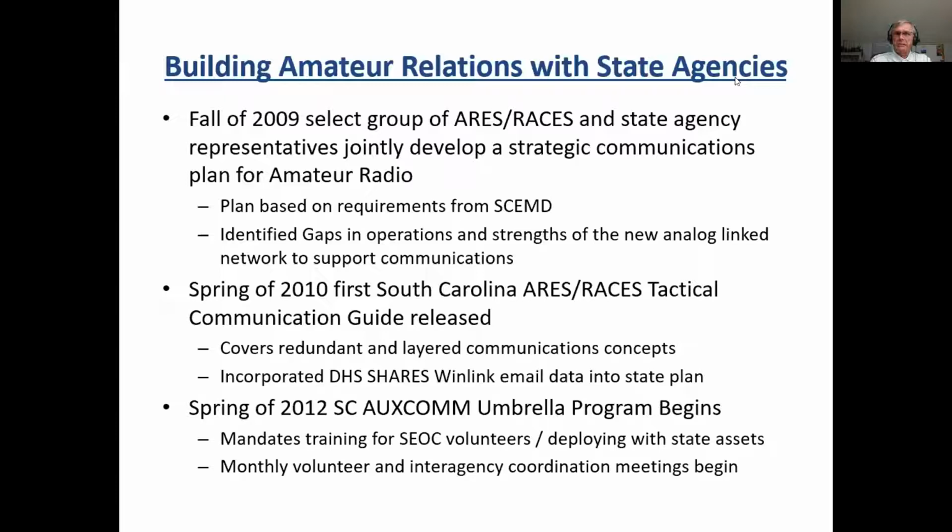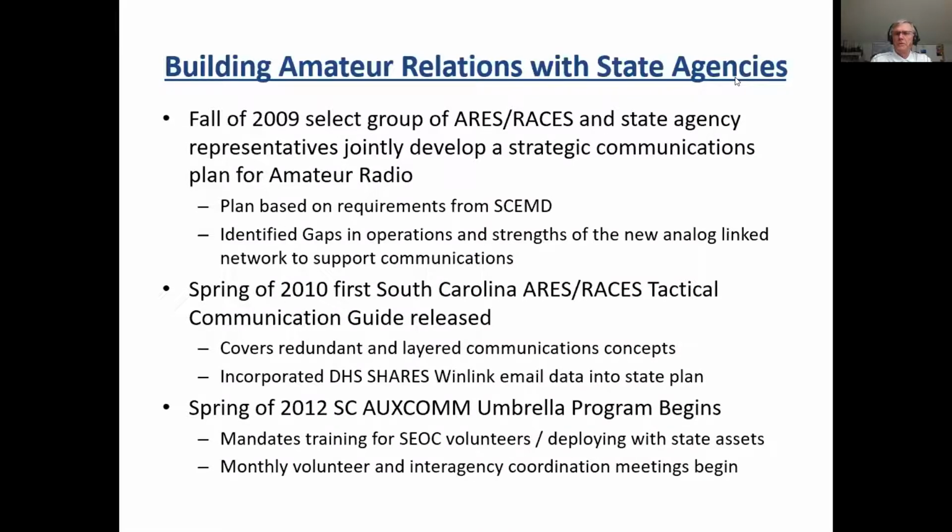And as it was being developed, about the same time, our ESF2 people became aware of WinLink through a presentation that Steve Waterman did in about 2009. And they determined that the state's preferred method of email traffic for backup would be WinLink. And at the time it was WinLink on the agency MARS program, then it moved over to the DHS SHARES program.